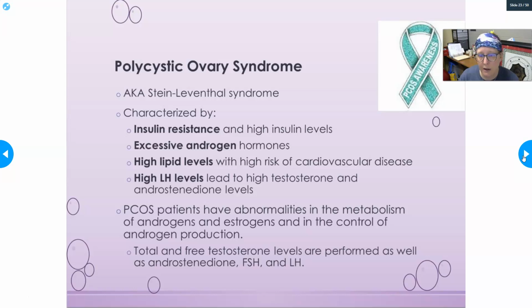PCOS patients can have abnormalities in the metabolism of androgens and estrogens, and in the control of androgen production. So you would want to assess total and free testosterone levels and androstenedione, FSH, and LH.